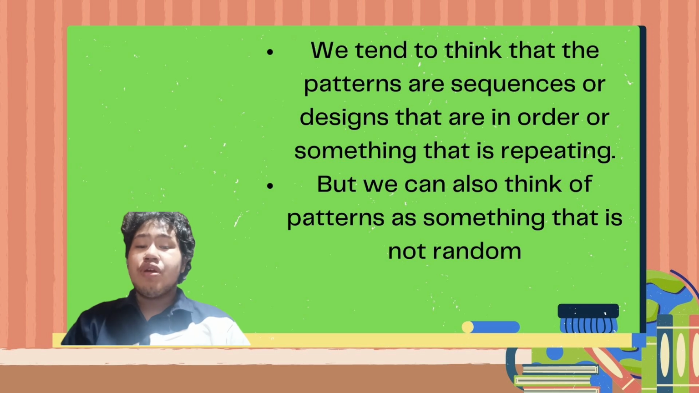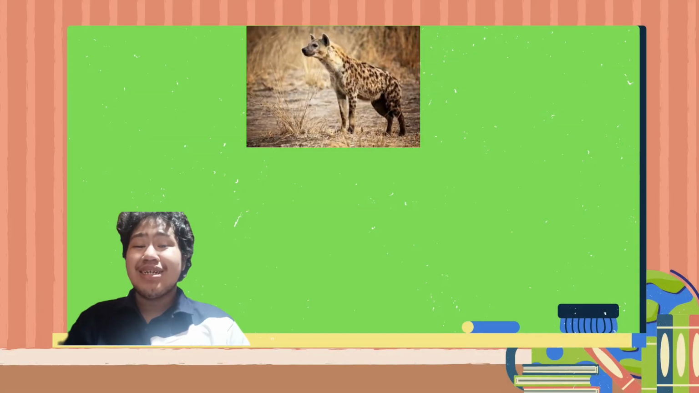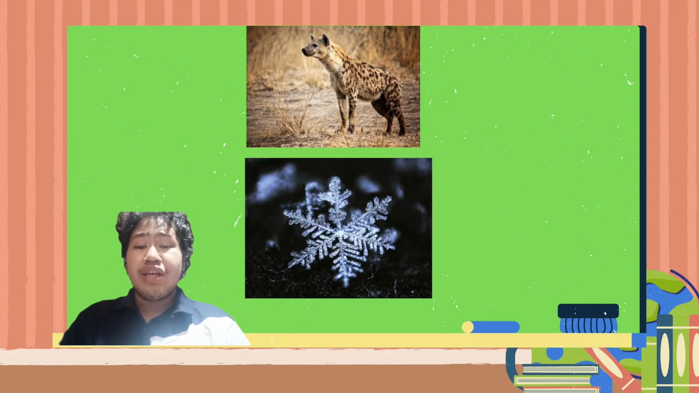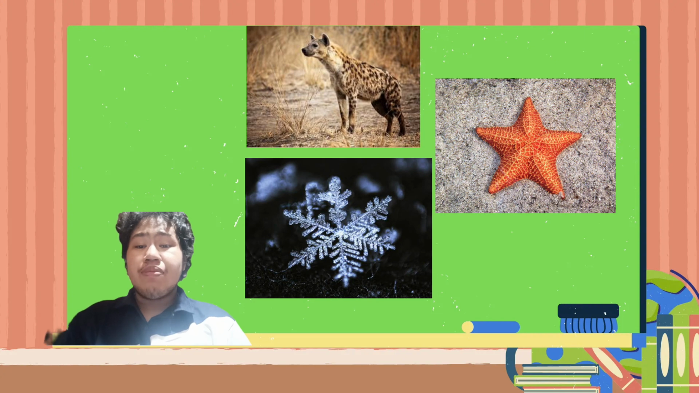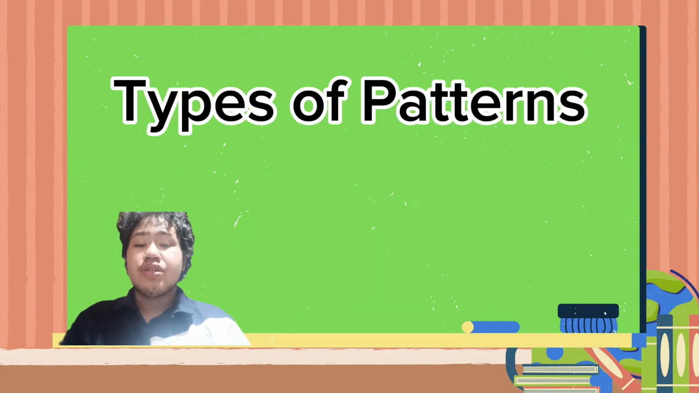One of the most intriguing parts of it is the pattern. We tend to think that patterns are sequences or designs that are in order or something that is repeating. But we can also think of patterns as something that is not random. For instance, you can see this hyena, but its spots are not that aligned like a snowflake or a starfish, so the pattern can be random. So let's talk about the different kinds of patterns.